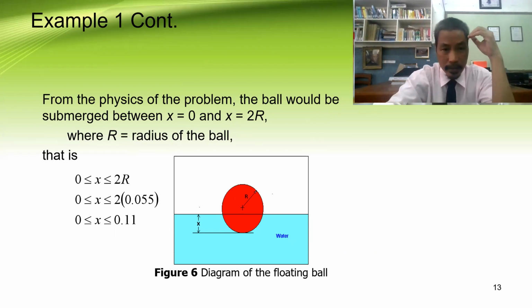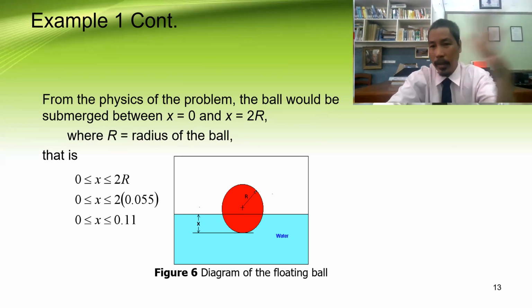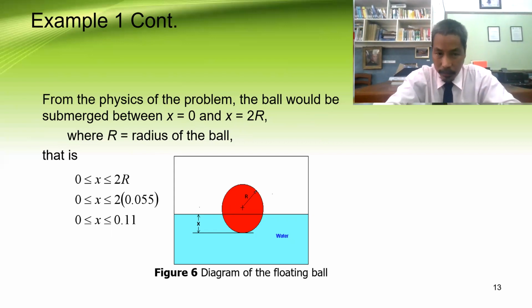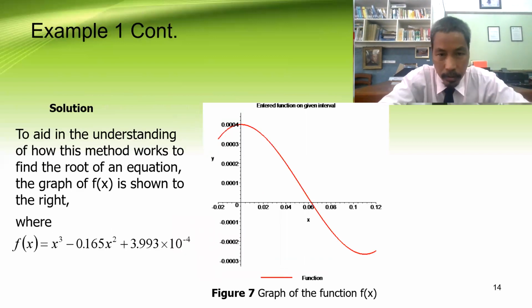Therefore, if the value of radius is 5.5 centimeter, that is 0.055 meters. Therefore, we know that x is between 0 and 0.11 meters. Our unit of measure here is meters. So x is in meters. Okay, so let us continue our solution.